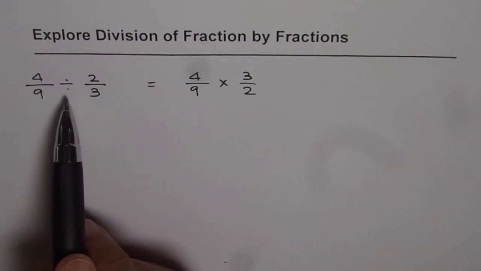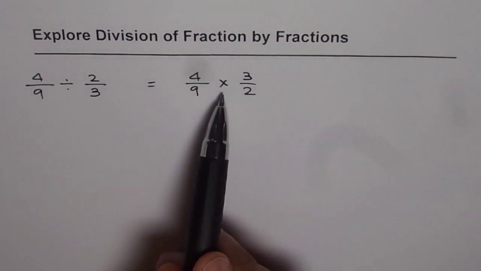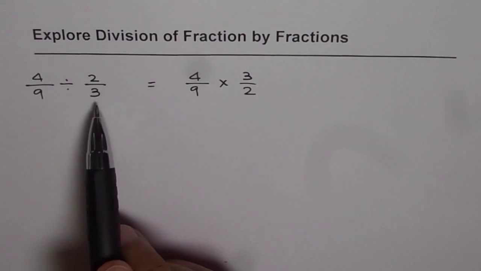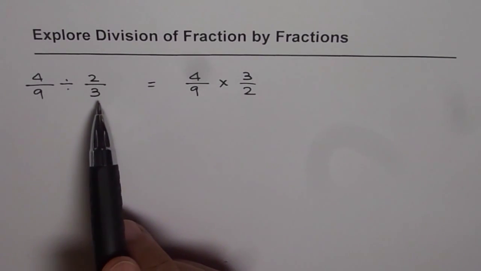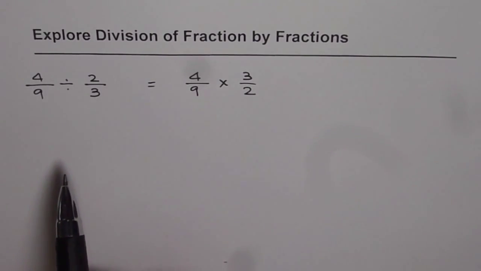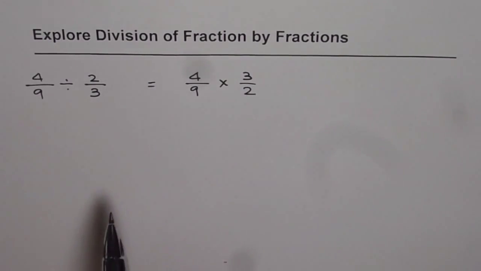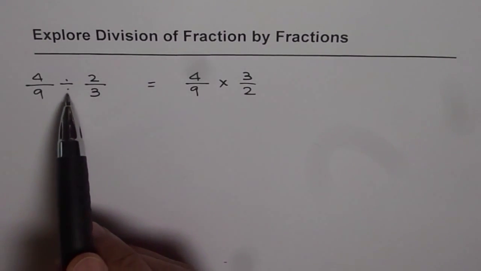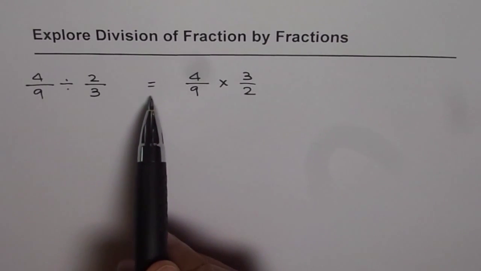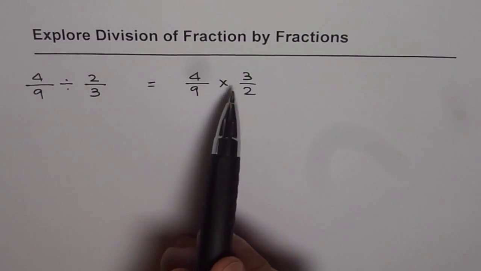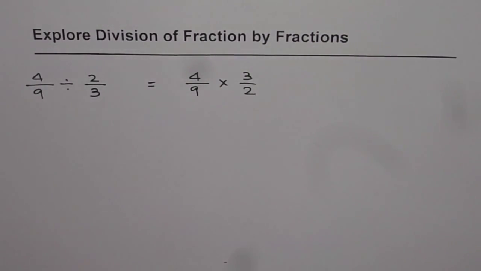So division is the same as multiplication by the reciprocal. Reciprocal means you flip the numerator and denominator, or you swap the numerator with the denominator and the denominator with the numerator. So for 2 over 3, the reciprocal is 3 over 2. 4 over 9 divided by 2 over 3 is the same as 4 over 9 times 3 over 2. So now we have a multiplication statement.